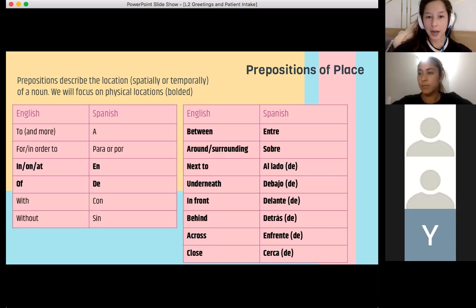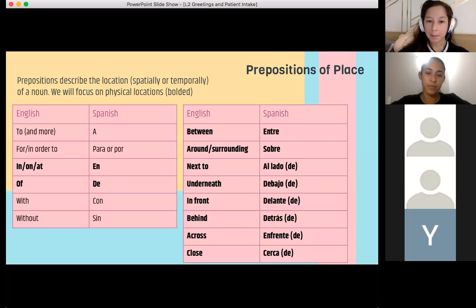And then some more location ones. We have between, entre, so like between two teeth, entre dos dientes. Sobre is something in the area or surrounding, engulfing something. It has a lot of different definitions, but you just think something that is almost everywhere in that area. Next to is al lado de. Lado in Spanish means side, so you can think of this meaning it's by the side of something or right next to its side.